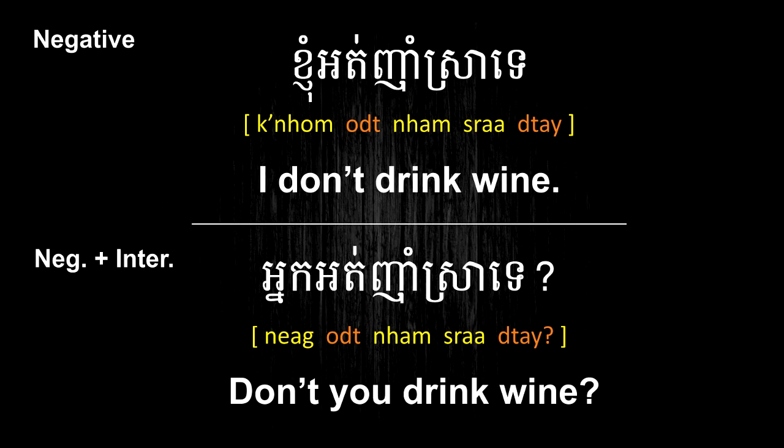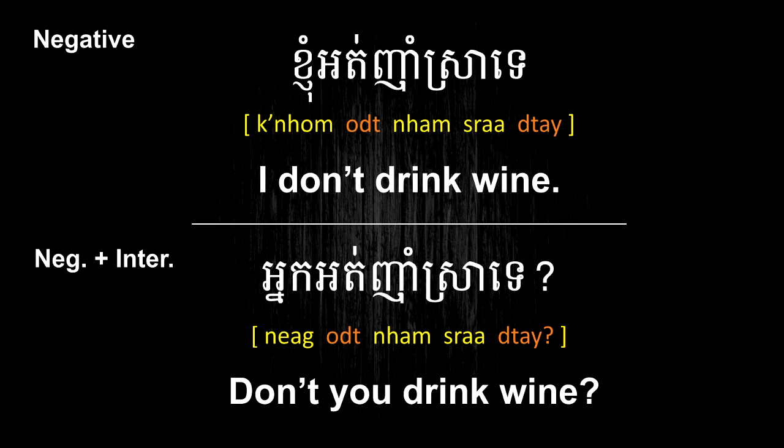In this case I say, don't you drink wine? In English you use it like this. In Khmer it's the same, I just change from ខ្ញុំ to អ្នក. So in Khmer we say: អ្នកអត់ញ៉ាំស្រាទេ. You see the form is the same, with subject, ot, verb, and te; everything is the same. The only difference is the question mark at the end.